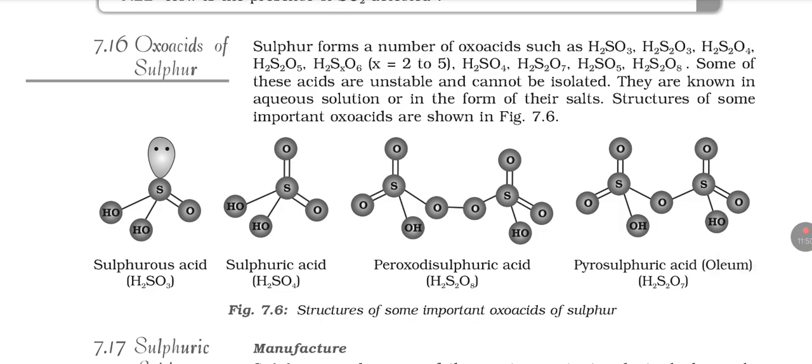Oxoacids of sulfur. Sulfur forms a number of oxoacids such as H2SO3, H2SO4, H2S2O4, H2S2O5, etc. Some of these acids are unstable and cannot be isolated. These are known in aqueous solution or in the form of their salts. Structure of some important oxoacids.